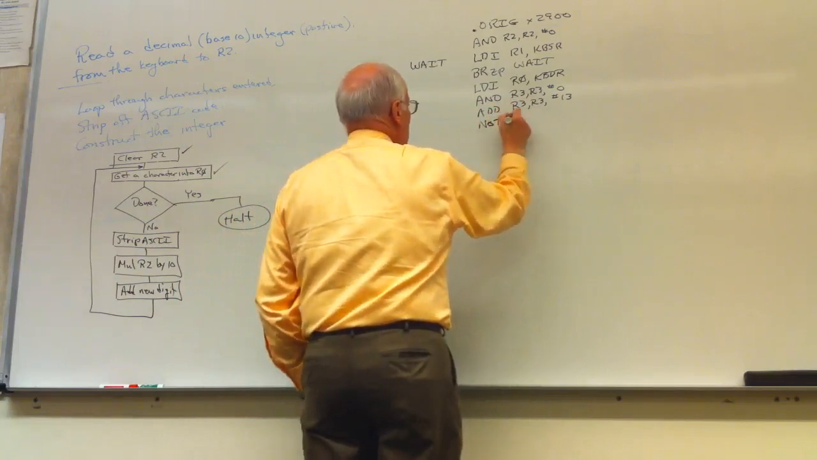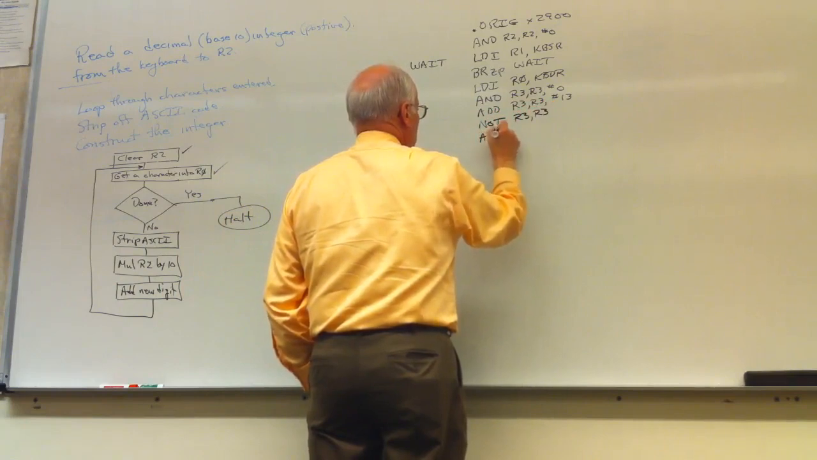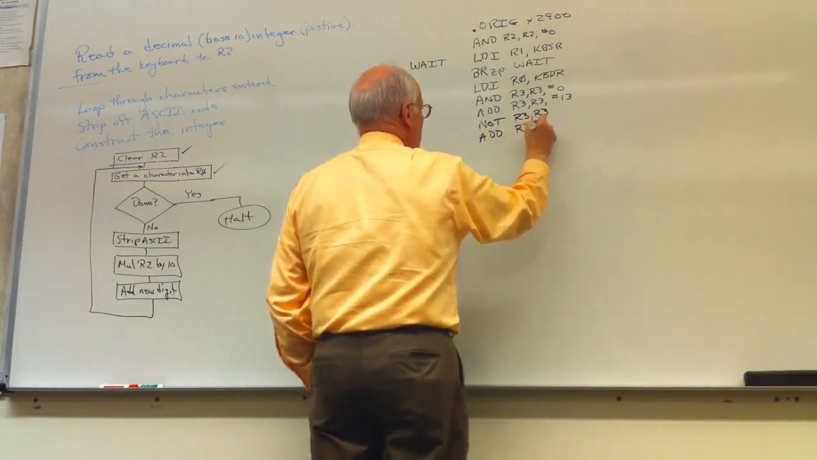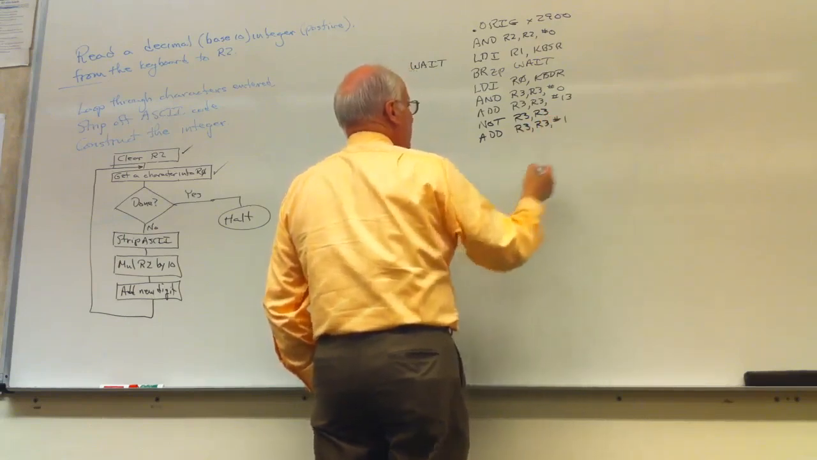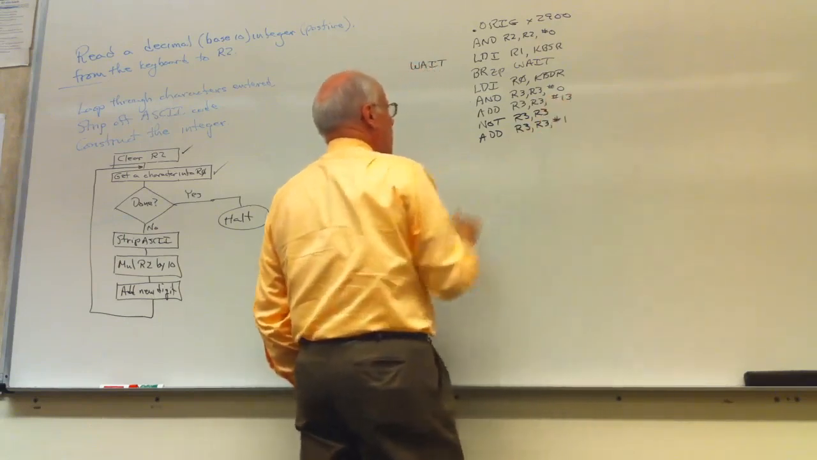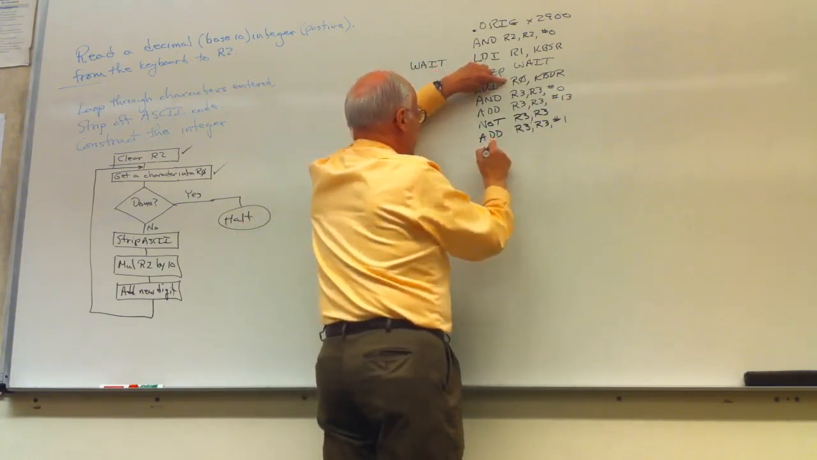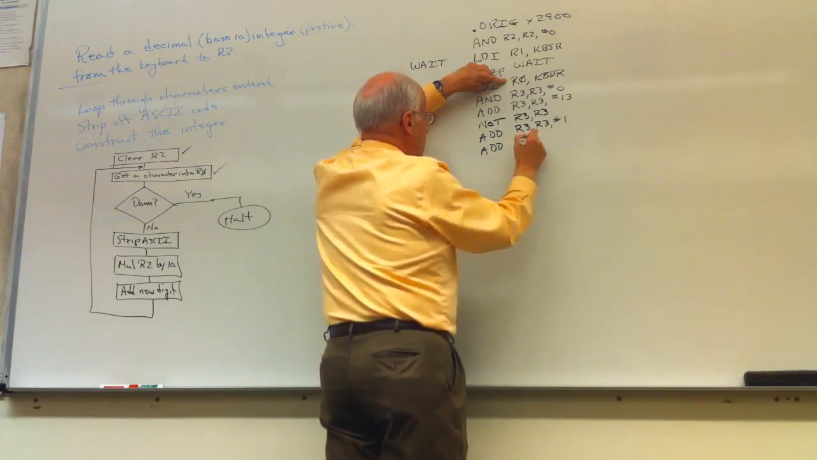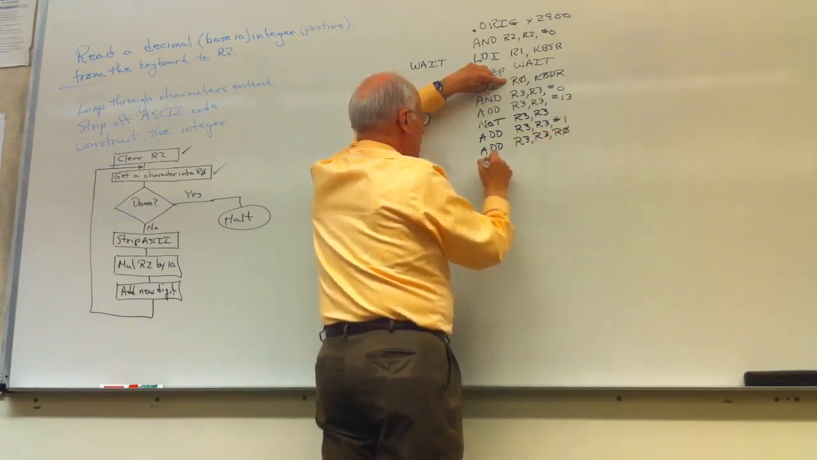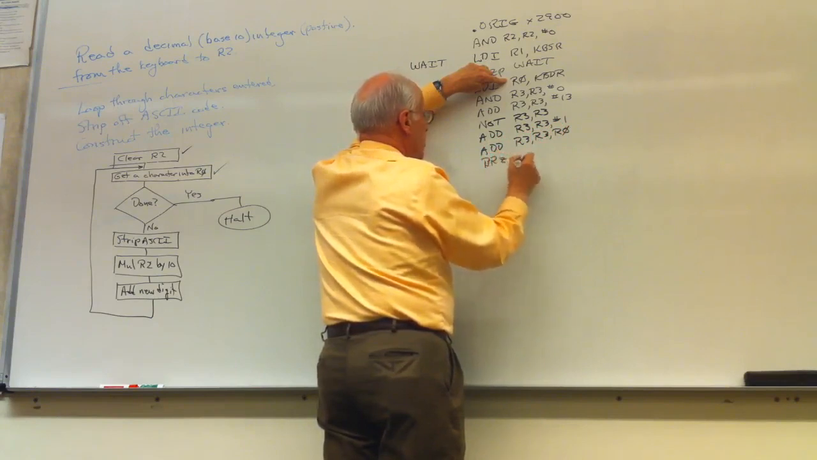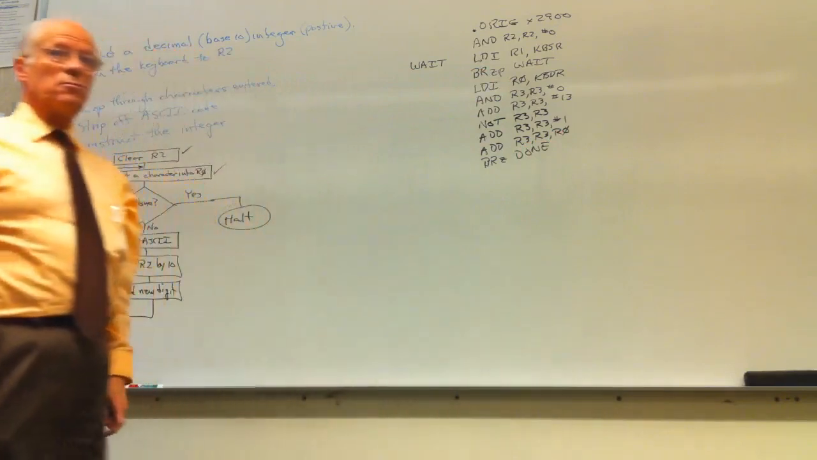Now we need to negate that and add a 1. Now that gives me the negative of that. Now I'll compare register 0 to that. And if the result is 0, I'm going to skip out.